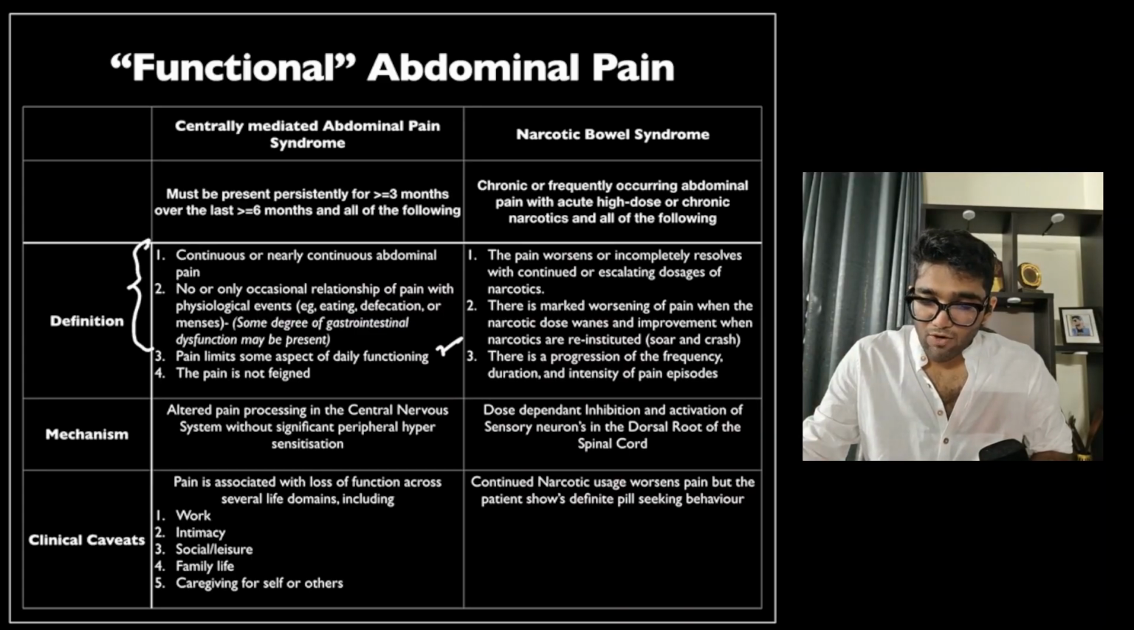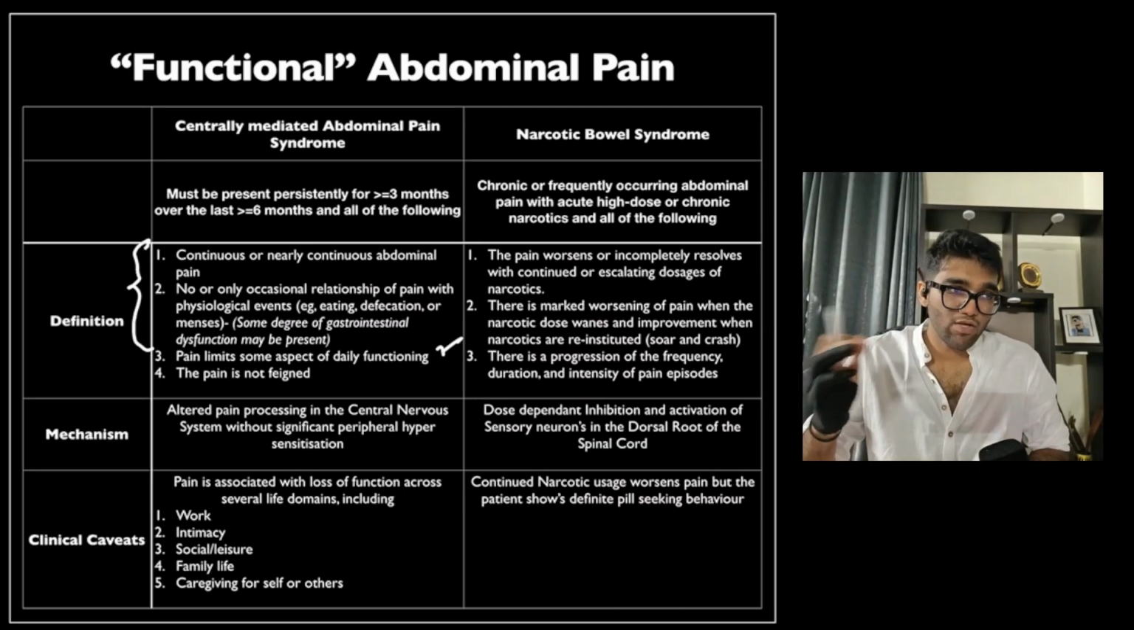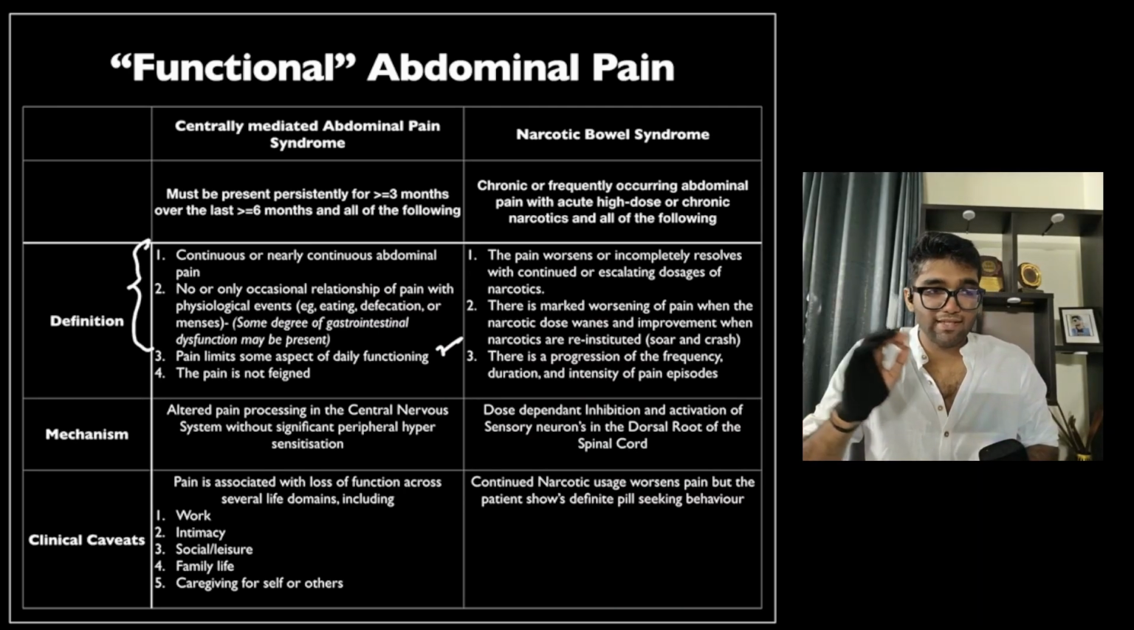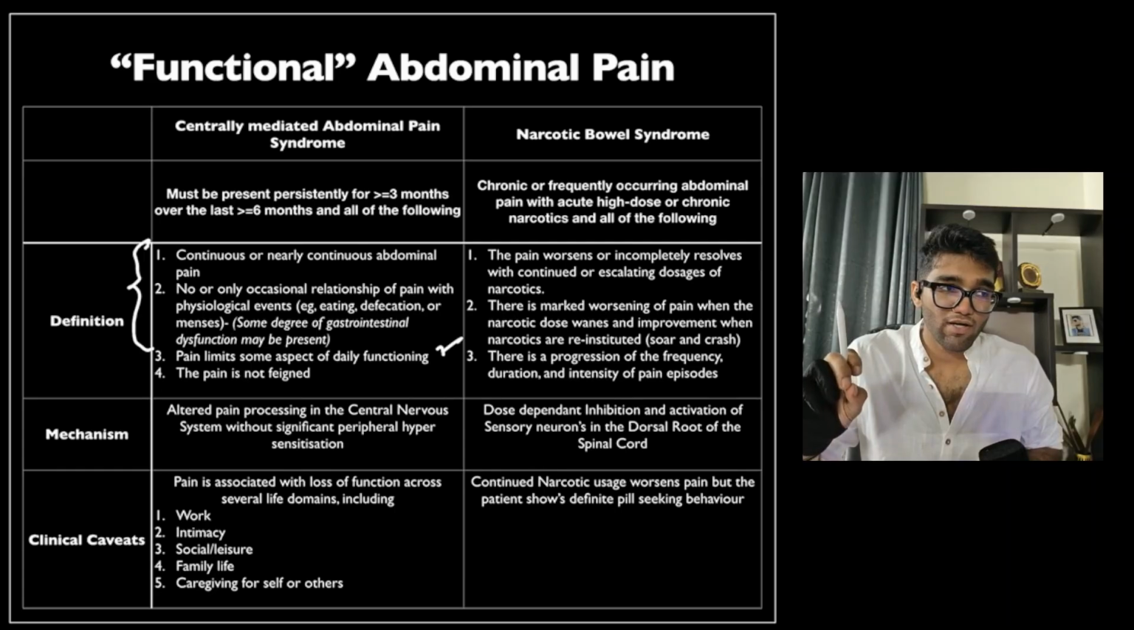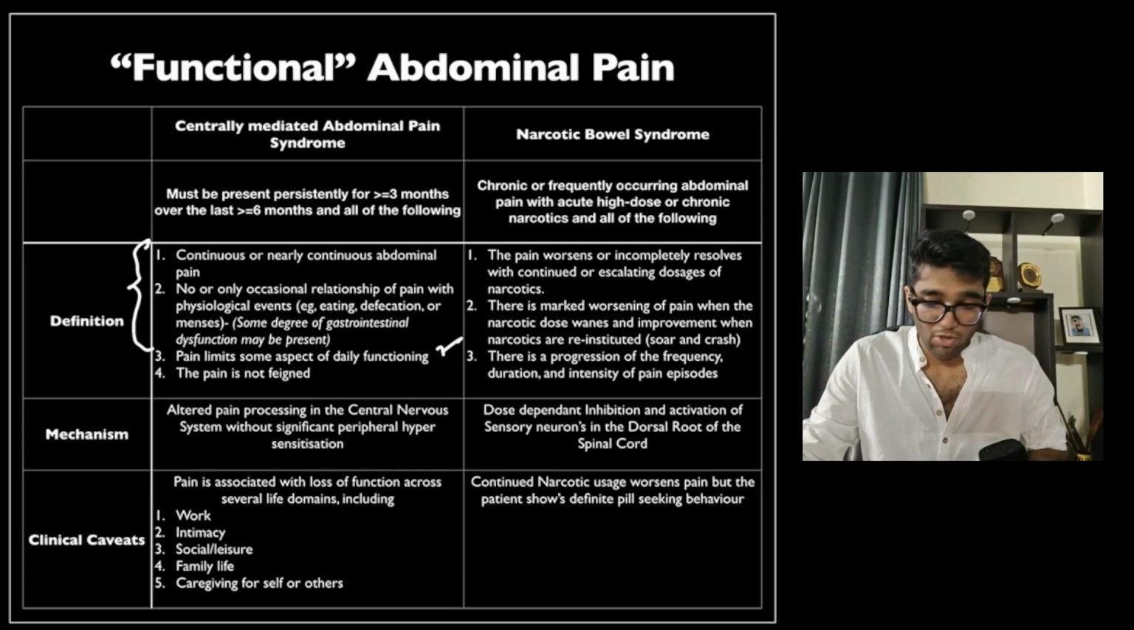Now, the result of this is basically a dose dependent inhibition followed by activation. The dose of opioid narcotics that a person is exposed to increases progressively as they get more and more used to taking them. The sensory neurons in the dorsal root of the spinal cord are initially inhibited by the narcotic, so there is a decrease in pain sensitivity, but at higher doses they start getting activated, because of activation of Gs, because these receptors are G protein coupled receptors. So that is what causes the abdominal pain.